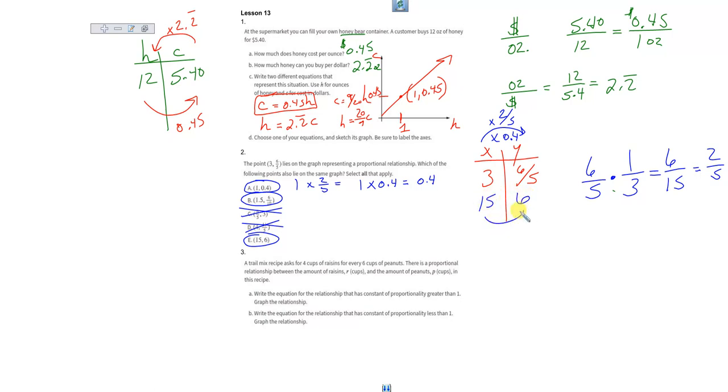That one works because I can multiply them by 0.4, like that. So there's some shown work, there's some ones that you should circle, ones that you shouldn't circle, and so on and so forth.